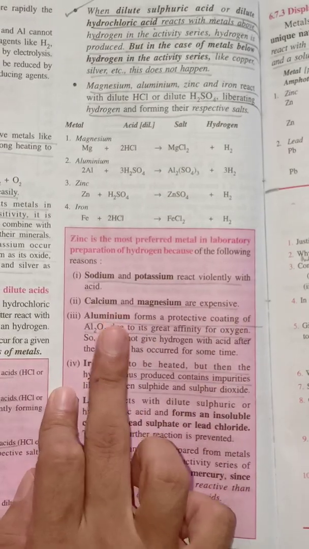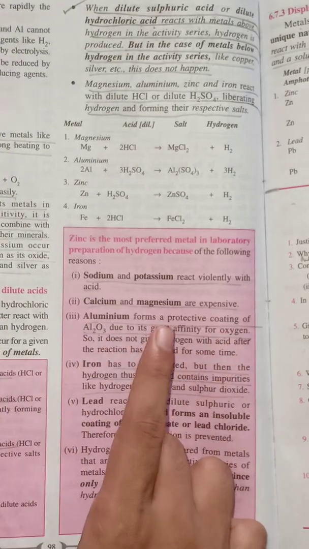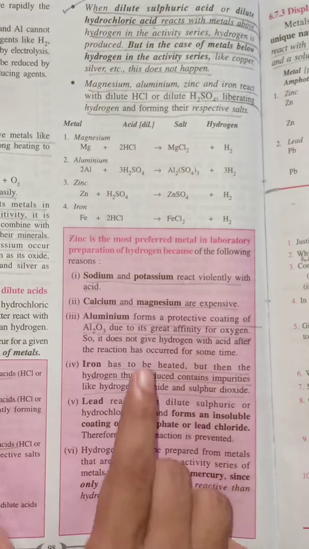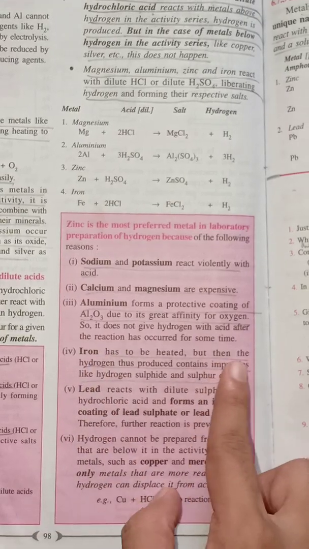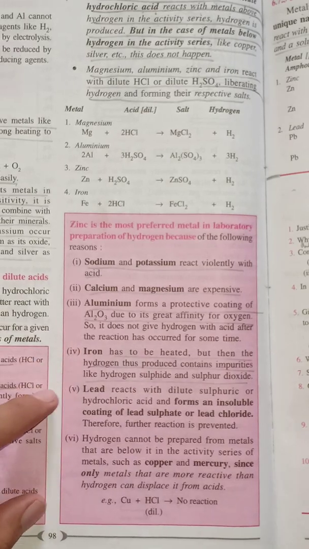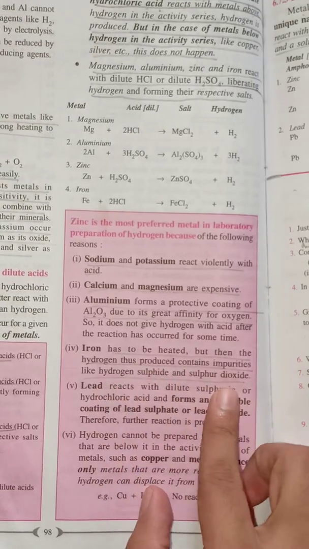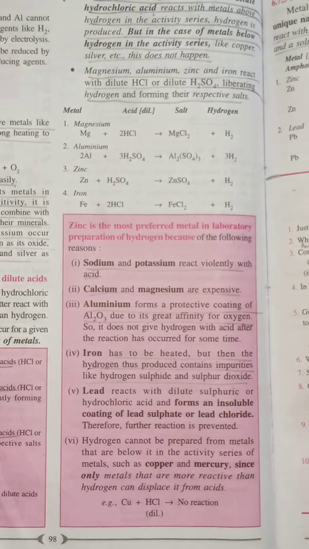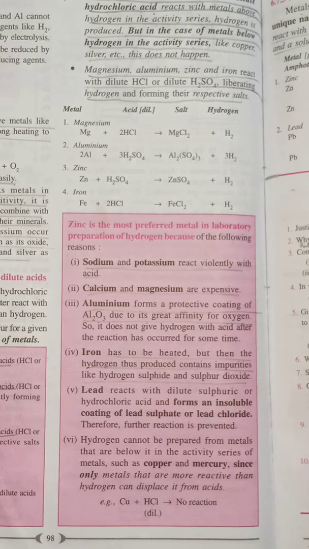Aluminium. I have given the reason before also. Aluminium oxide has a greater affinity towards oxygen, hence it forms a protective covering, so hydrogen gas won't be released. Iron has to be heated in this reaction, but then the hydrogen produced contains impurities like hydrogen sulfide and sulfur dioxide, which can spoil your hydrogen. There is no use of preparing it on a large scale, meaning the industrial purpose.